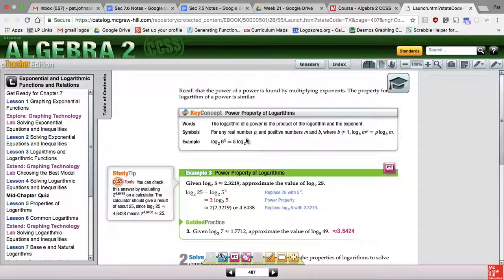So the power property of logarithms is similar. Basically what it says is, if you have log base b of m raised to the p, it's going to equal p, the power, times log base b of m. So if you have log base 2 of 6 raised to the 5, you can take that exponent and put it out here and do 5 times log base 2 of 6.